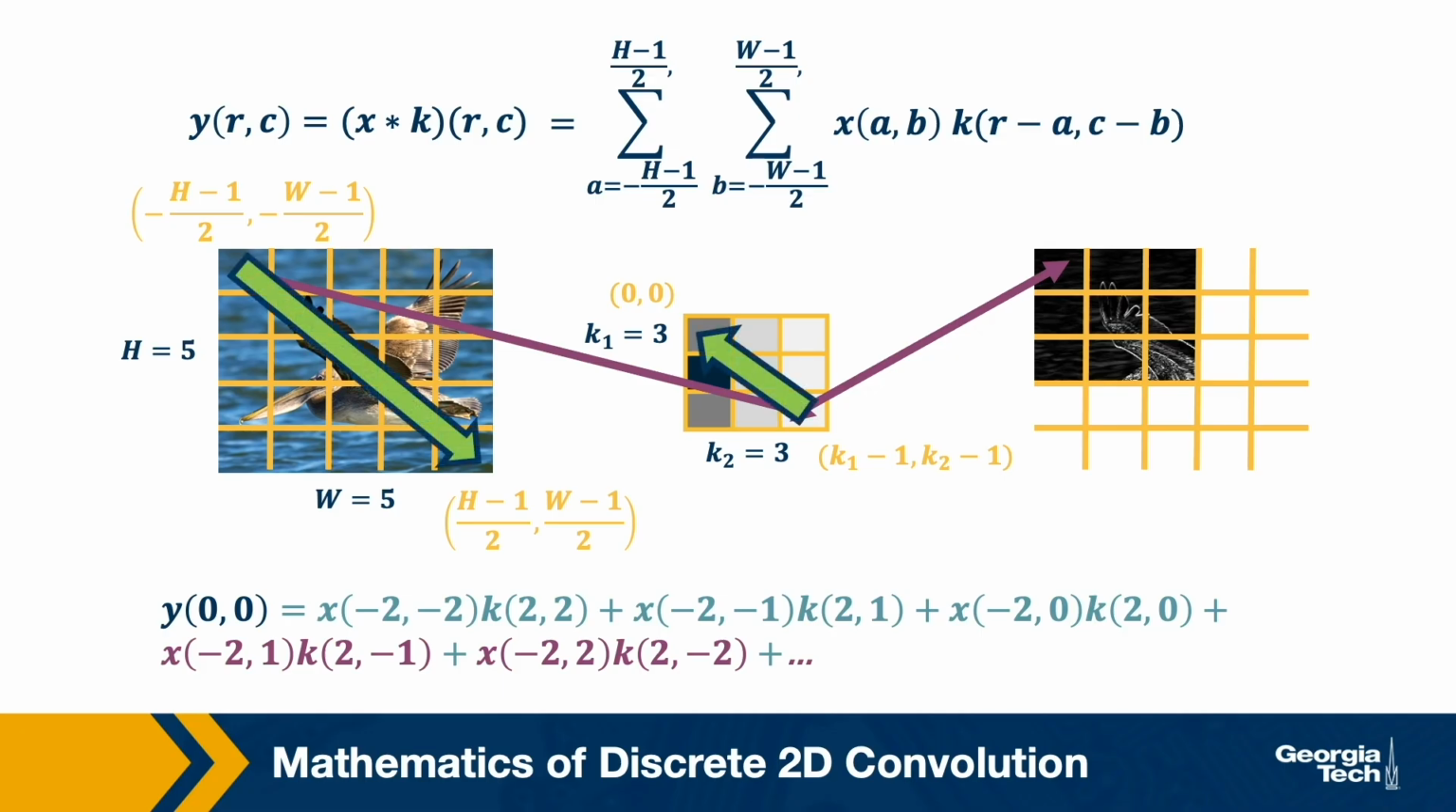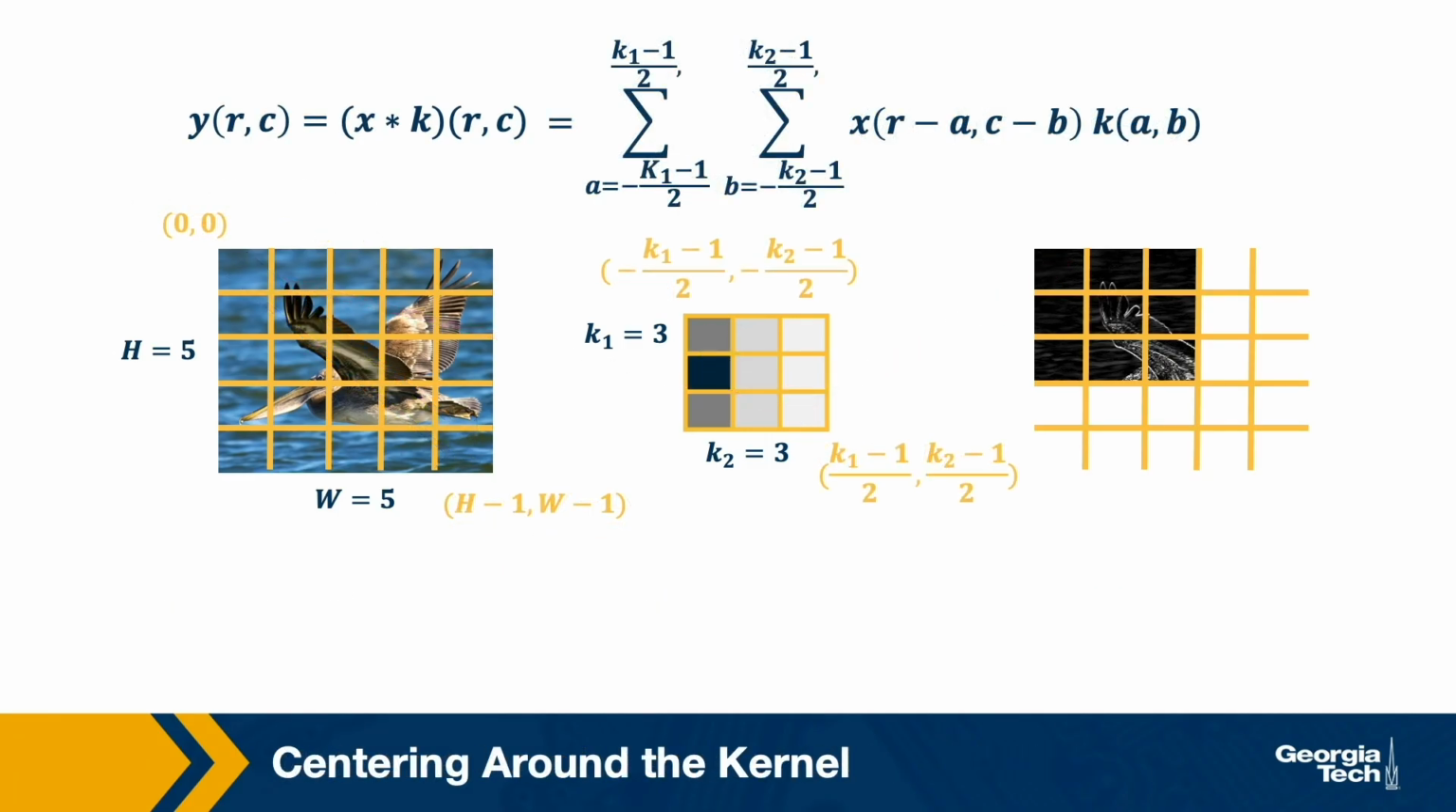And again, just to reiterate, as we're moving from the upper left to the lower right in the image, we're multiplying at each point in the input image by this flipped kernel, because we're going from the lower right in the kernel to the upper left in the kernel. Now, this is pretty confusing, and so you can try to make this a little bit less hairy by, rather than centering around the image, centering around the kernel itself.